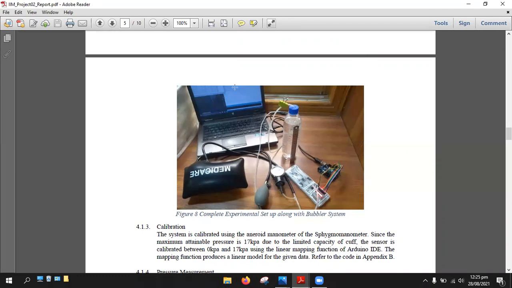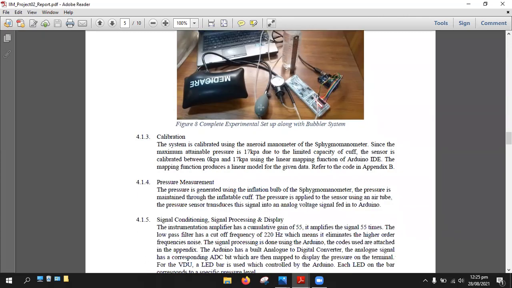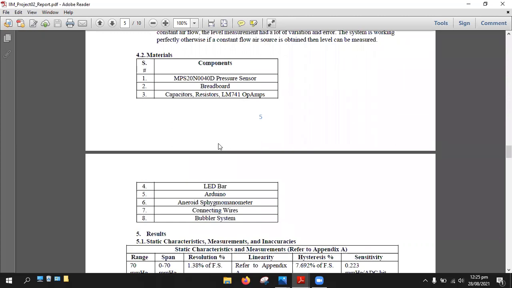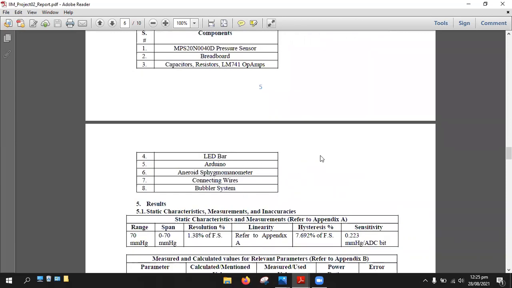The signal generated was fed into the microcontroller, and it was sent to the Arduino IDE for further processing. For calibration, as I mentioned, we use this pressure gauge, and for the pressure measurement, we use the specific pressure sensor that I mentioned earlier. Right, so these were the components used within our whole system, including the pressure sensor, breadboard, a couple of capacitors and resistors, the specific values of which were found using the calculation design requirements attached within the appendix, and a couple of other components as well.